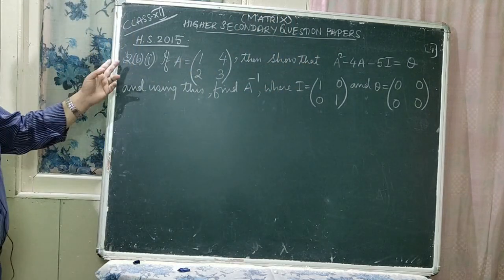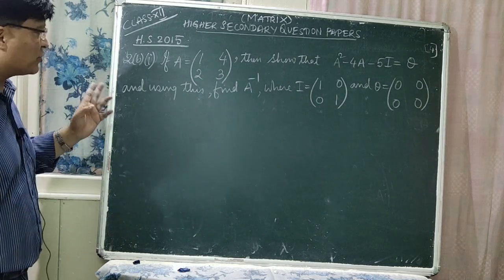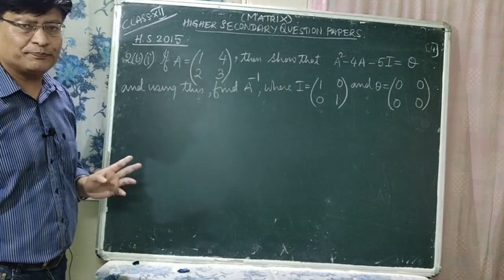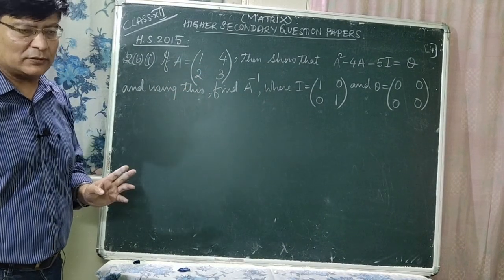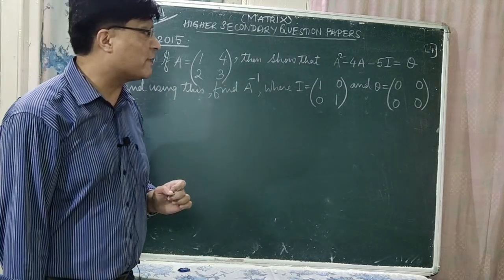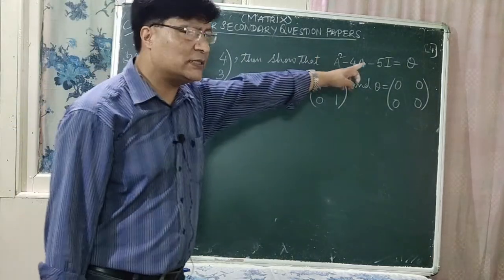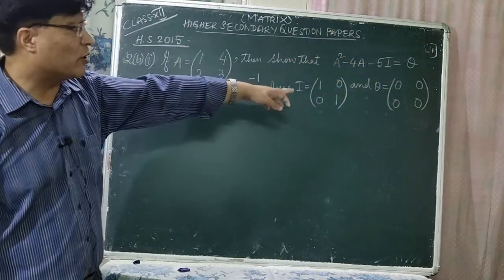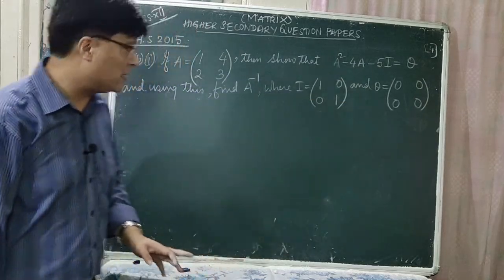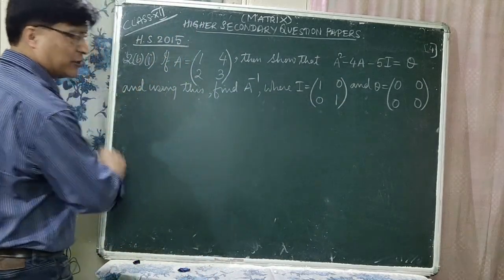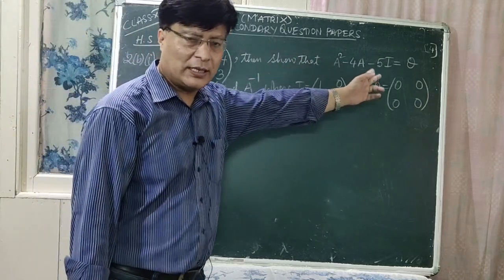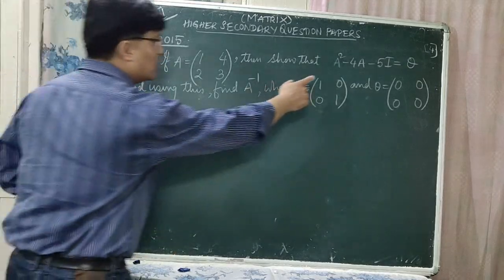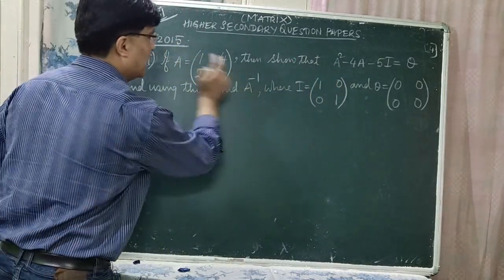So 2B number 1 is: if the matrix A is a second order matrix, with the first row 1, 4 and the second row 2, 3, then you have to show that A squared minus 4A minus 5I is equal to theta. Here I is the identity matrix of order 2, that is 1, 0, 0, 1, and theta is the null matrix, because all the elements here are 0, 0, 0, 0. First of all you have to prove this relation, and using this relation, you have to find out A inverse.